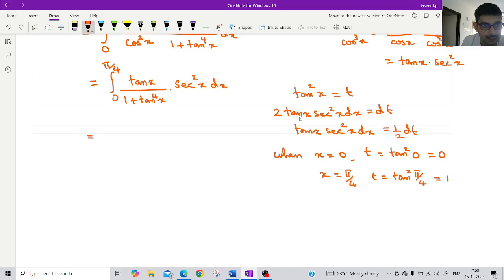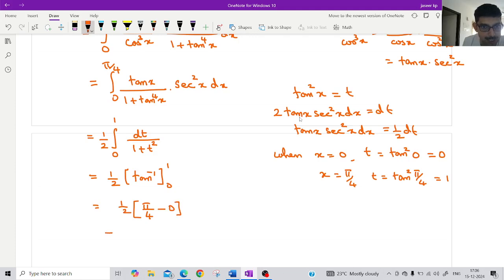So the integral will become 0 to 1. 1 by 2 is there because there is no 2 tan x here, so that means dt by tan power 4x will become 1 plus t square. So now integrating 1 by 2 tan inverse of t from 0 to 1. So applying the limits, tan inverse of 1 is pi by 4 minus 0. So the answer will come as pi by 8.